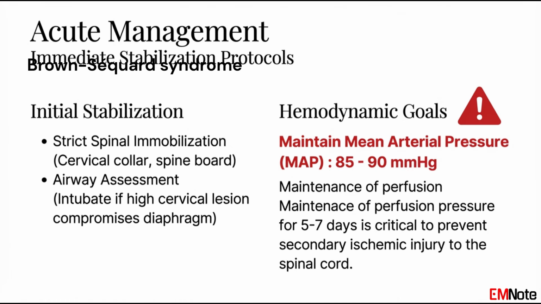The management of Brown-Séquard syndrome is often multidisciplinary. In the acute phase, we follow standard trauma protocols. Maintaining spinal perfusion is critical. We generally aim for a mean arterial pressure of 85 to 90 millimeters of mercury for the first week to ensure the injured cord receives adequate oxygen.